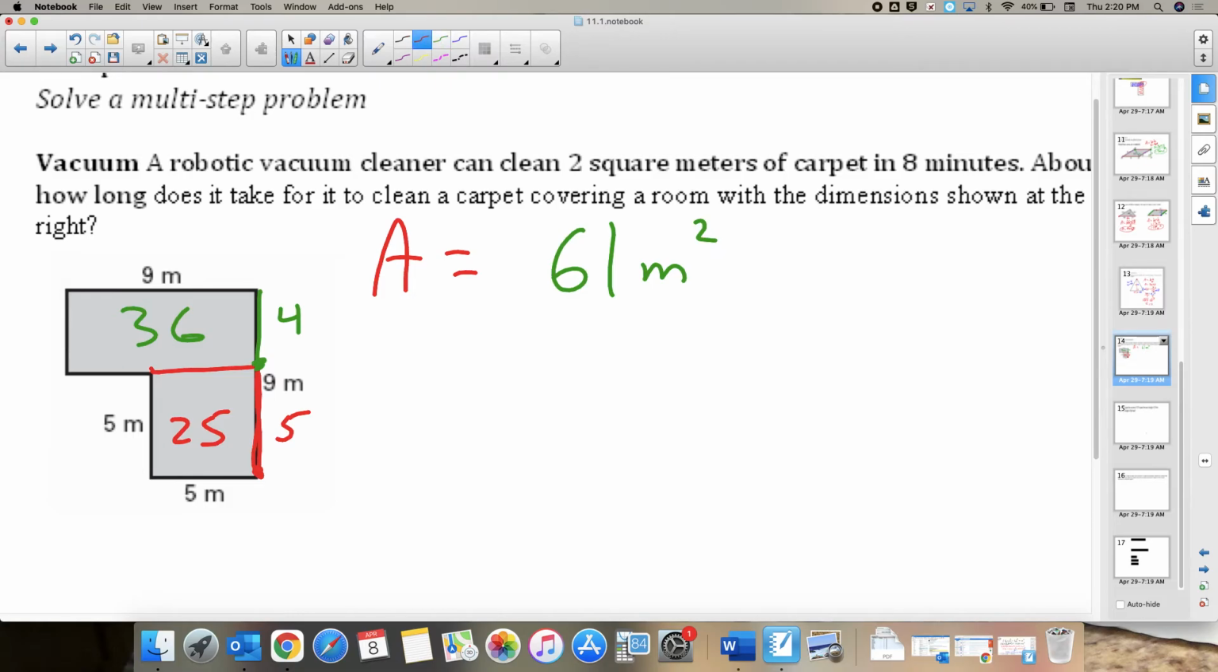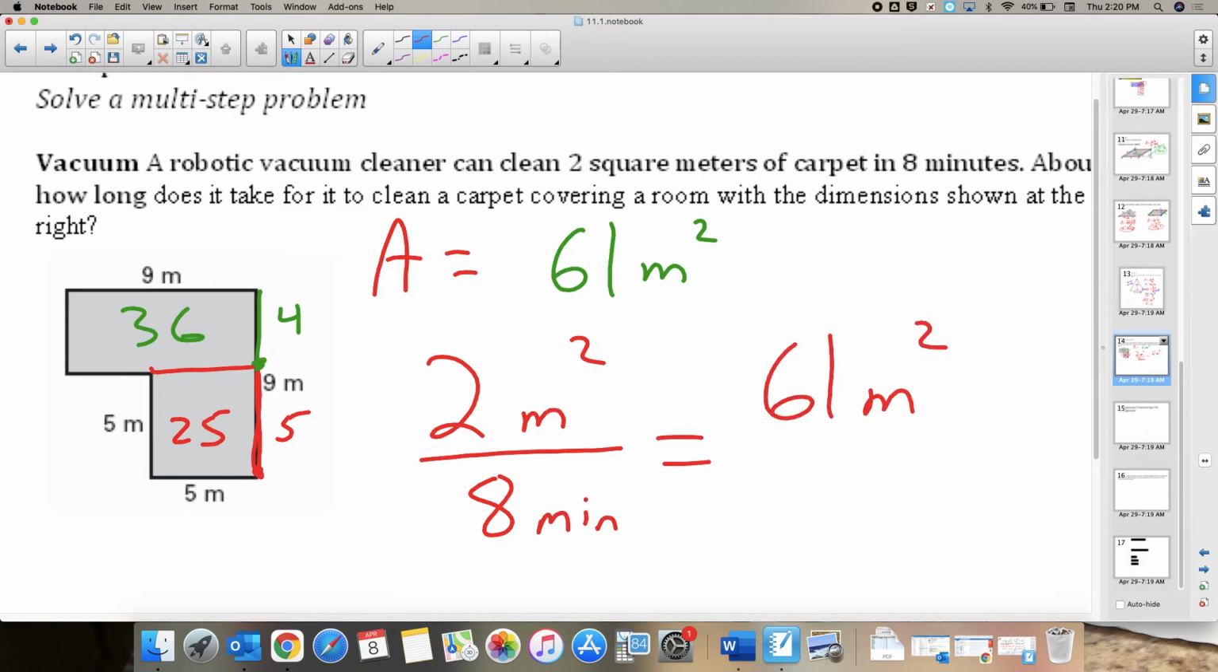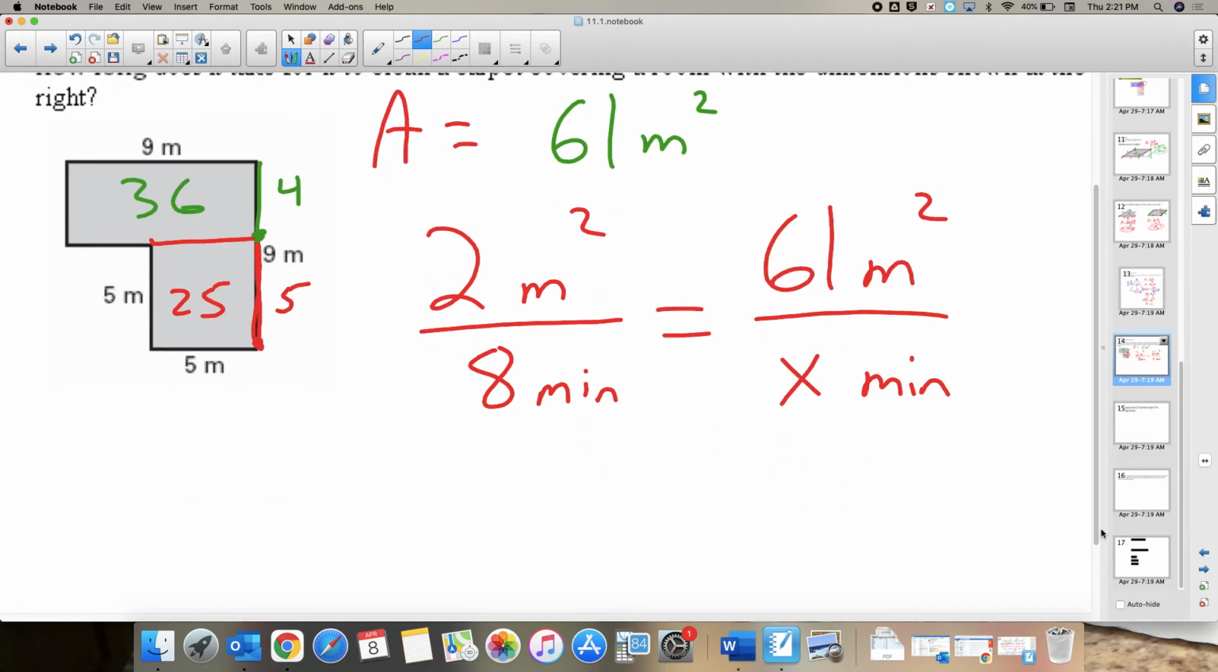Now my vacuum cleaner can do 2 square meters in 8 minutes. I need to do 61 square meters, and I want to figure out how many minutes that is going to take. So all we do is cross multiply. 2 times x is 2x. 8 times 61 is 488. Divided by 2, we get x to equal 244 minutes.